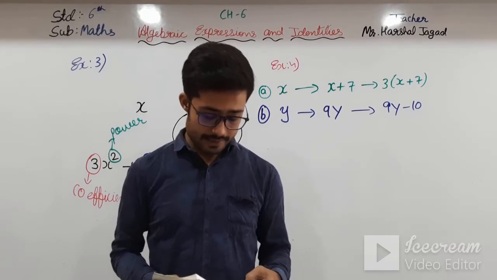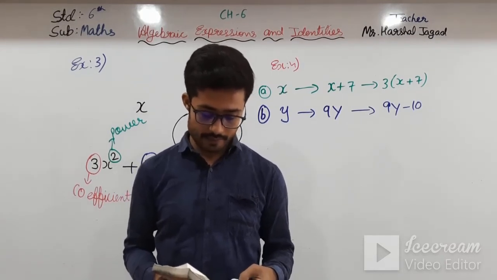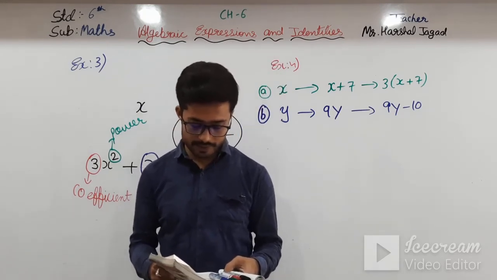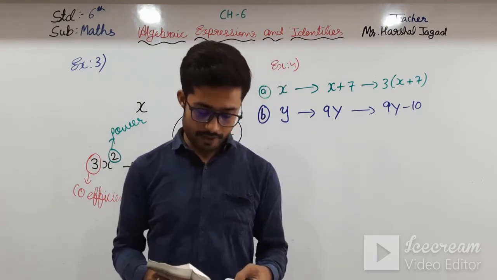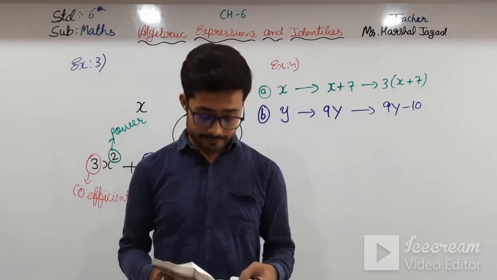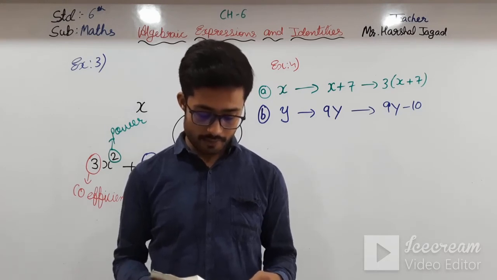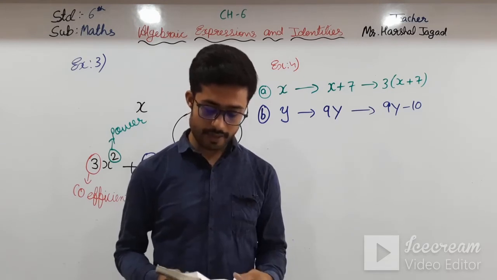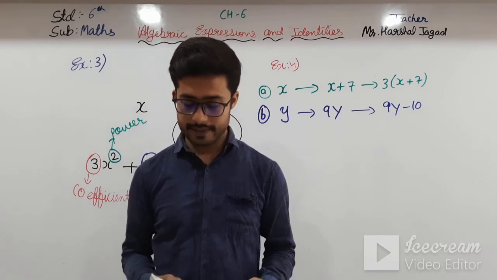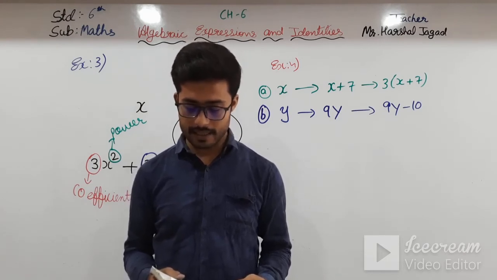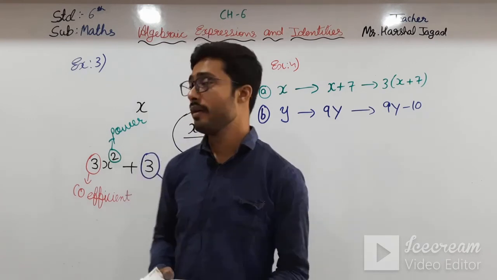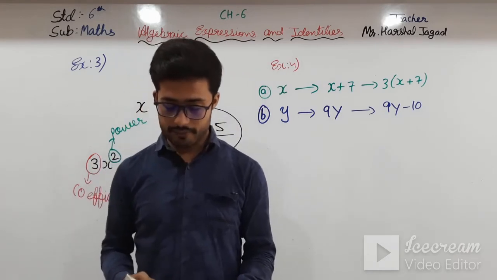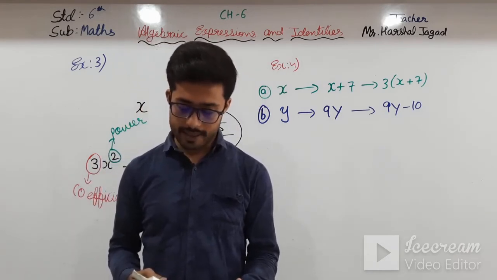See here, 3 in 3x, 3 is the numerical coefficient and the power of x is 1. In 5x square, 5 is the numerical coefficient and the power is 2, and x square is a literal factor. In 8ab cube, 8 is a numerical coefficient, the power of a is 1 and the power of b is 3. ab cube is a literal factor. As we have already seen, the terms which do not have variables multiplied to them are called constants. Means these are the constants. A constant is independent of the variables.